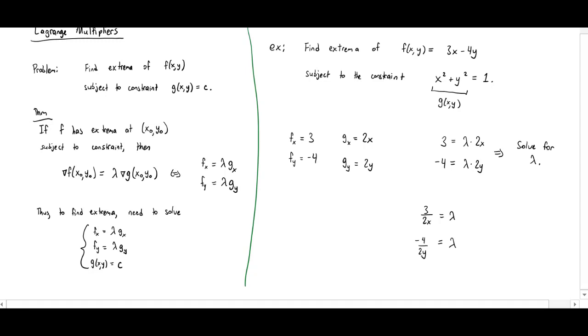Now, before I continue, whenever you're dividing by a variable when you're doing Lagrange multipliers, you want to be careful because you know that you can't divide by 0. So whenever you divide by a variable, you want to be cautious and keep in mind that it's possible that the variable could have been 0. That could have been one of the solutions.